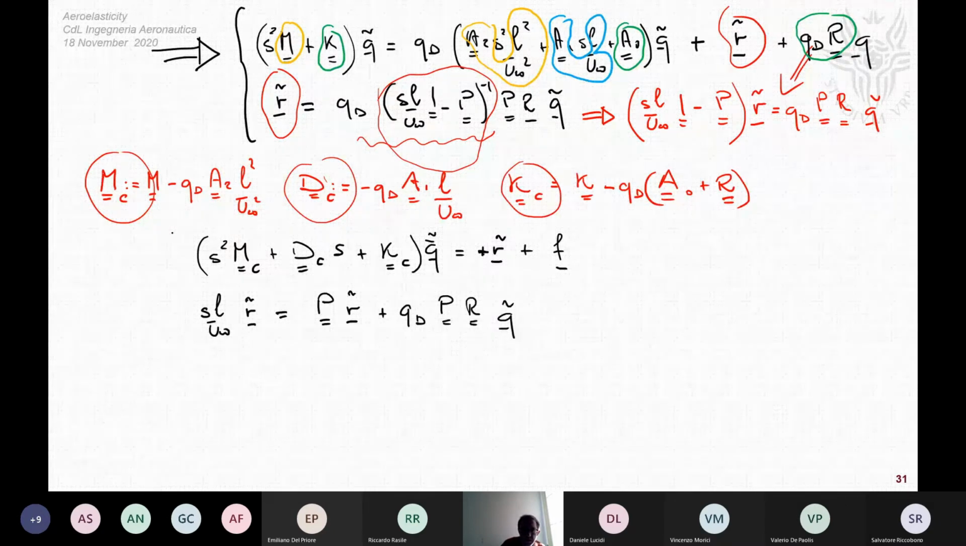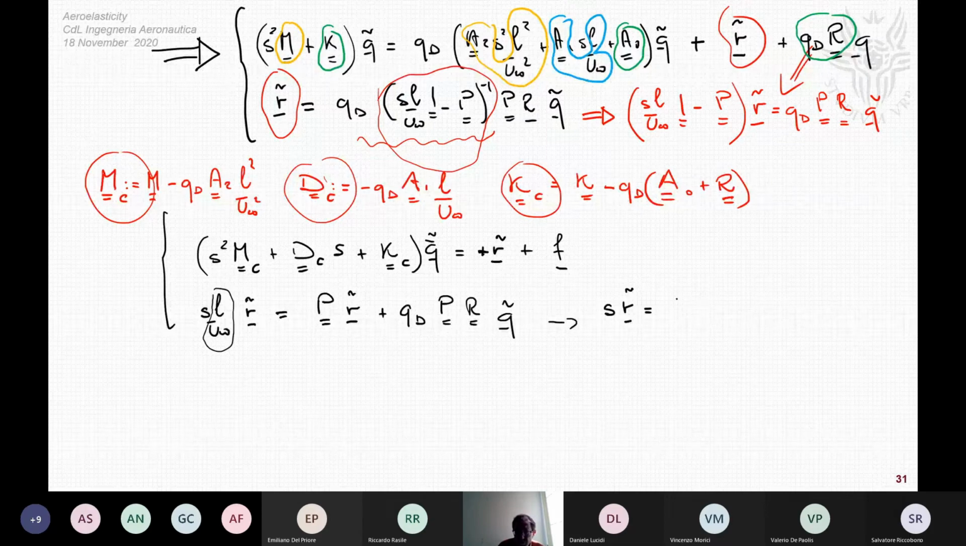Okay, eventually we can move this factor on the right hand side and write the following: S R tilde equal to U infinite by L P R. And we have also plus dynamic pressure U by L P R Q.